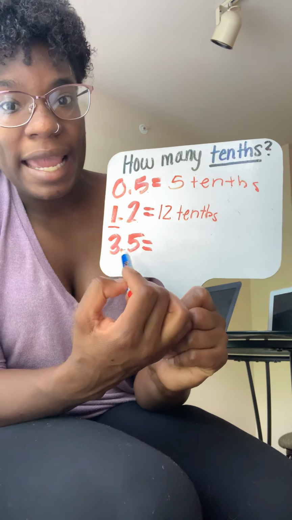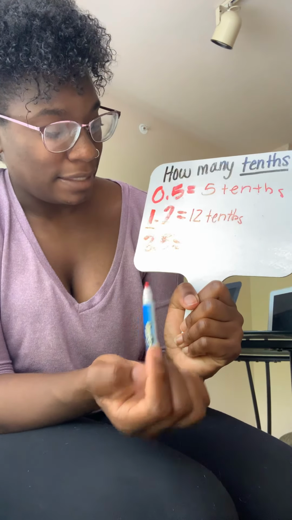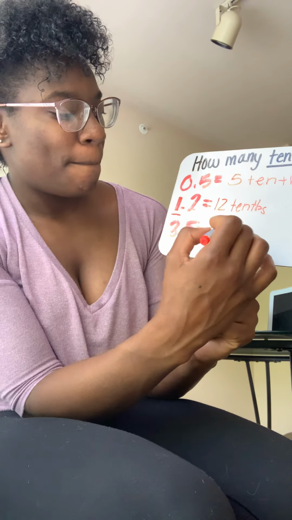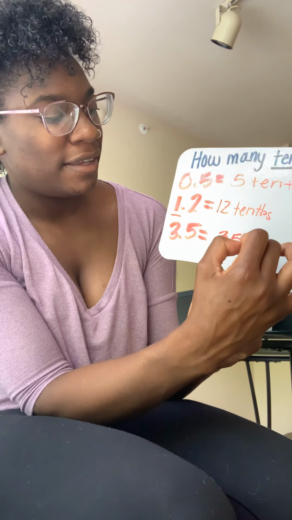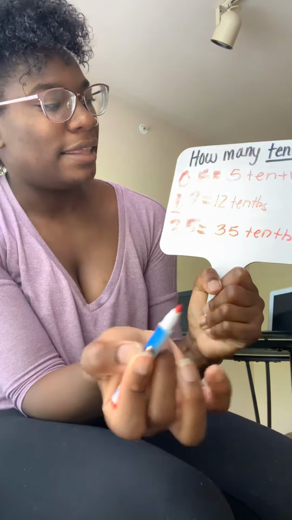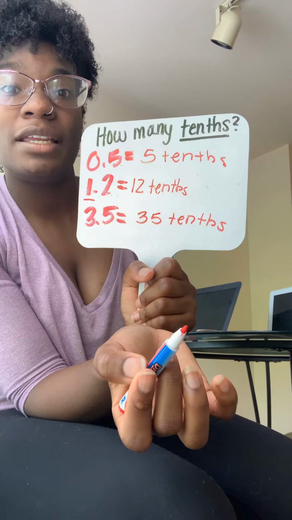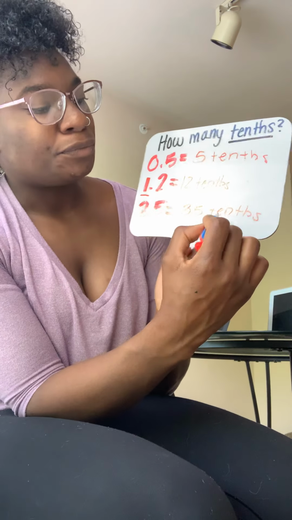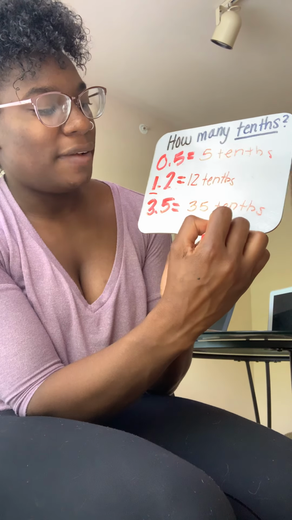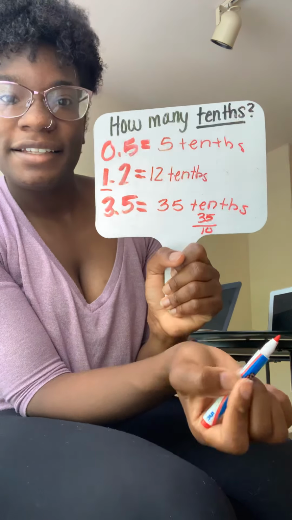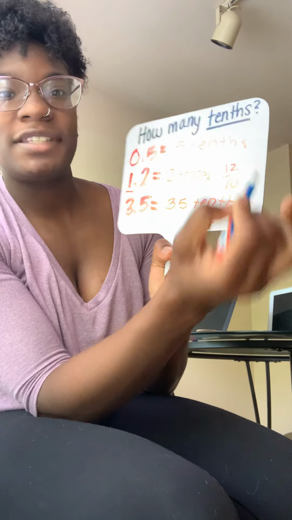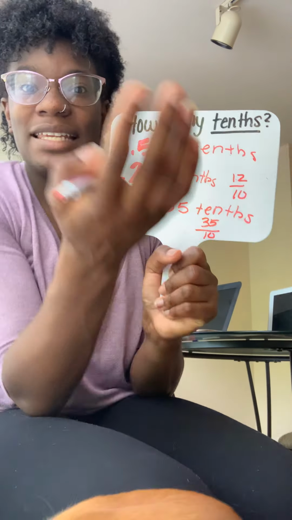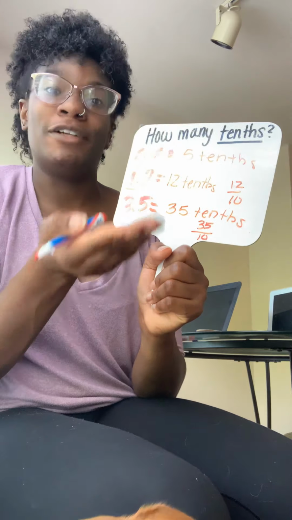All right, so we're going to do the same thing. We've got 3 and 5/10. So we know that this would be 35/10. All right, and if we needed to write that as a fraction, it would just be 35/10. Okay, 12/10 would be 12/10, and 5/10 we know would be 5/10.